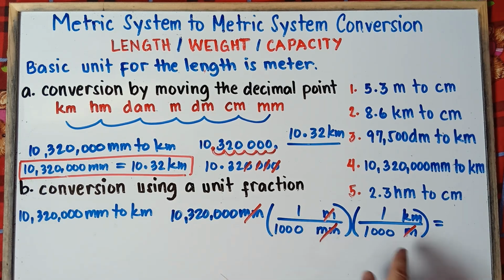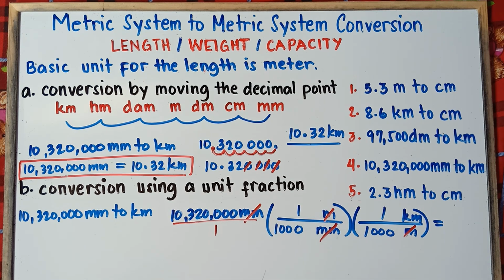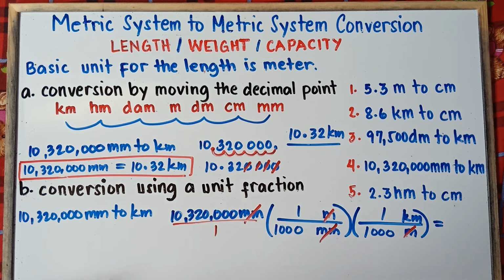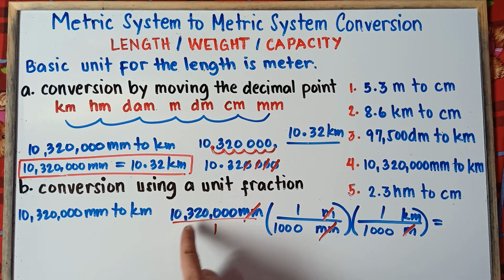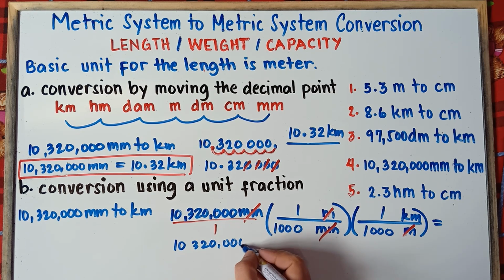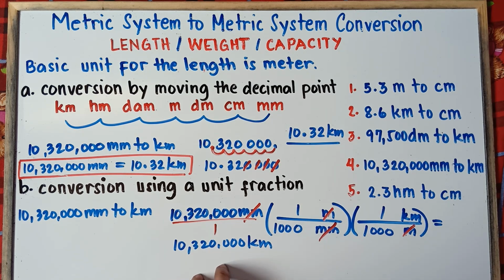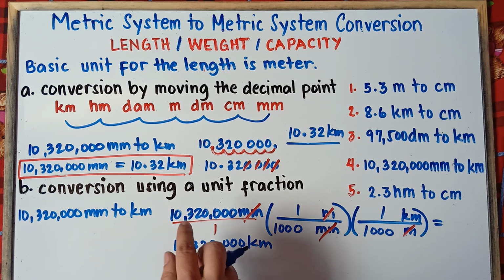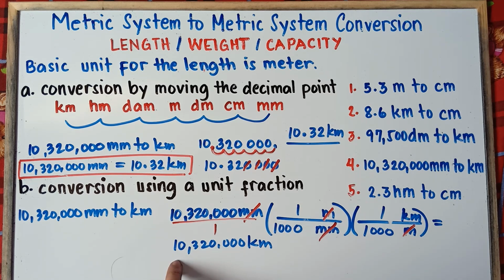Alright, and then simply multiply, class. Once again, you can put over 1 here for our given. Understand that there's 1 here. And then simply multiply, class. 10,320,000 times 1 times 1. So that would be 10,320,000. And then copy the units, class, kilometers. Once again, I will just put it here because we don't have enough space. The answer is 10,320,000. Do not forget the units, kilometers.